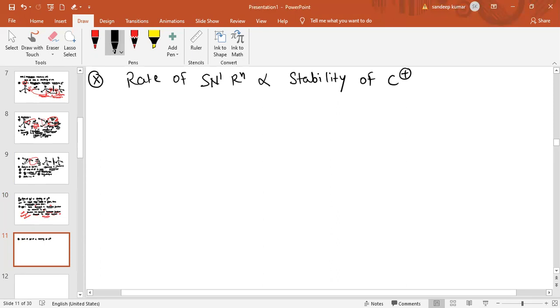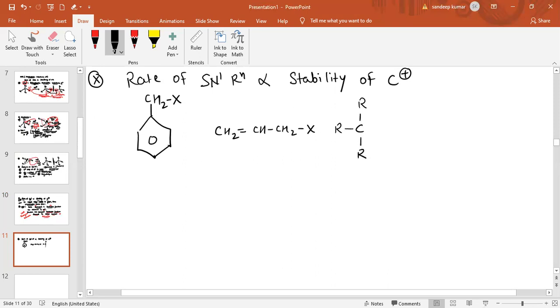See, if the alkyl halides are given like this: benzene-CH2-X, CH2=CH-CH2-X, a carbon having three alkyl groups R, R, R and X, R-CH(R)-X, and R-CH2-X, we have to compare the rate of reaction.